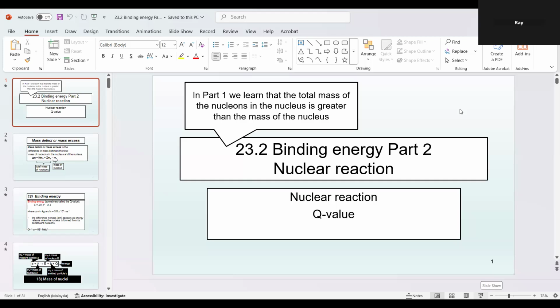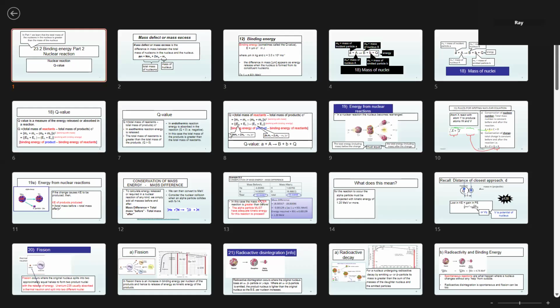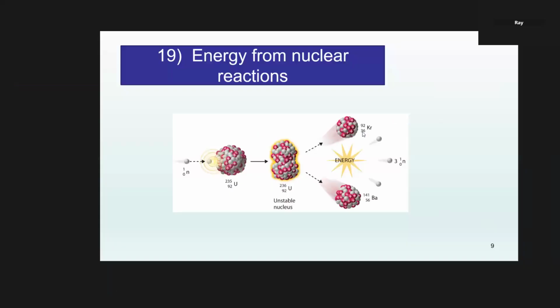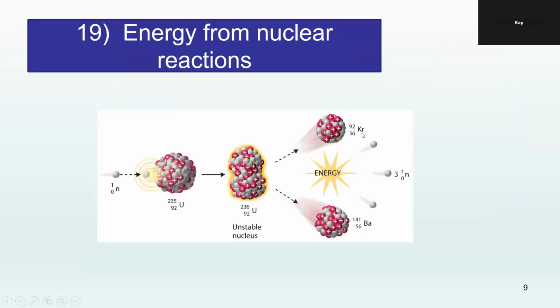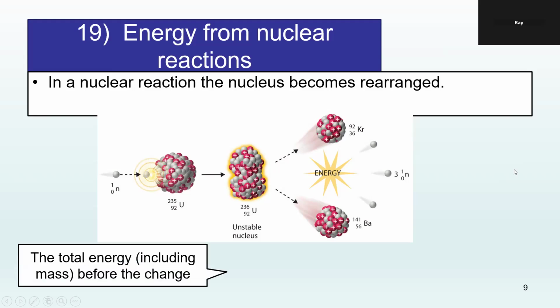Okay, we won't bother about all this. It's just a review of what we have done. Energy for nuclear reaction. This is a neutron. This is uranium. In nuclear reaction, the nucleus becomes rearranged, a different nucleus. Total energy, including mass, before the change.